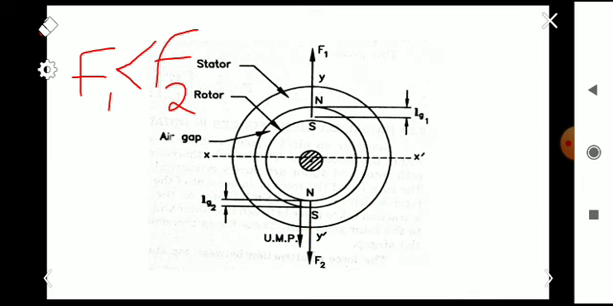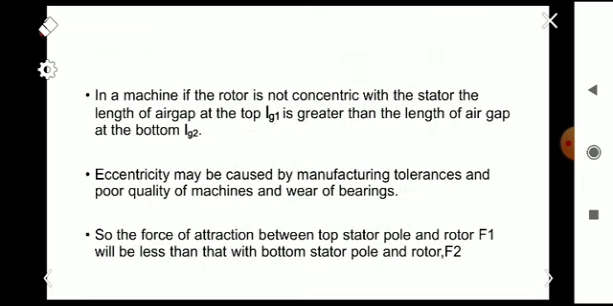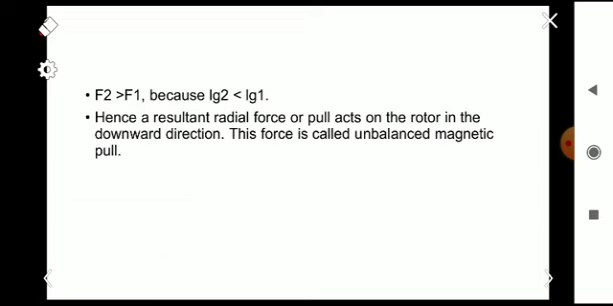So this force or pull is called the unbalanced magnetic pull. That is written here, so just go through that. So we will get a resultant radial force due to the differences in the forces acting on top and bottom. This acts as an unbalanced magnetic pull, UMP.